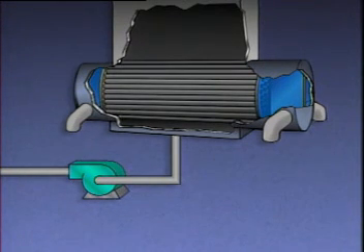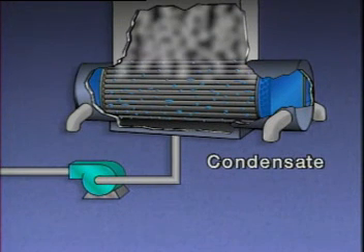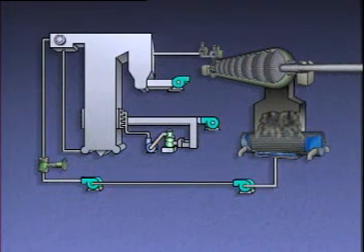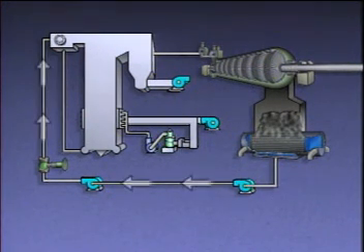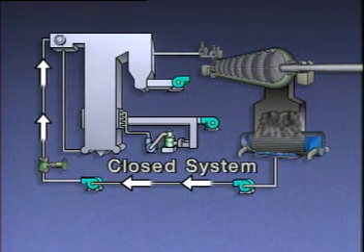As steam is exhausted from the turbine, it passes over the tubes, is cooled, and condenses into water. The water, which is called condensate, drips into the bottom of the condenser. The area at the bottom of the condenser is called the hot well. A system called the condensate feed water system completes the steam cycle by sending the water back to the boiler, where it becomes steam again. Because the water is used over and over, the steam cycle is called a closed system.